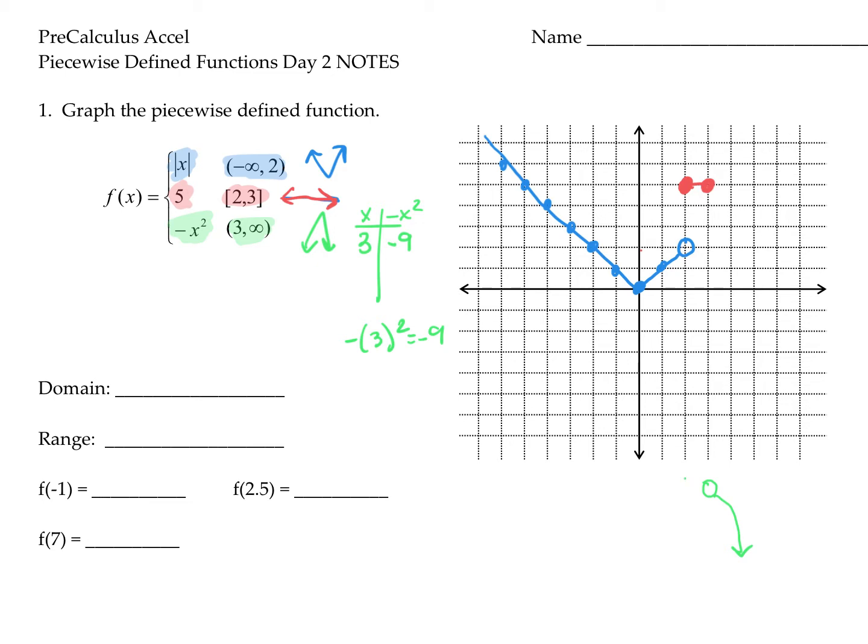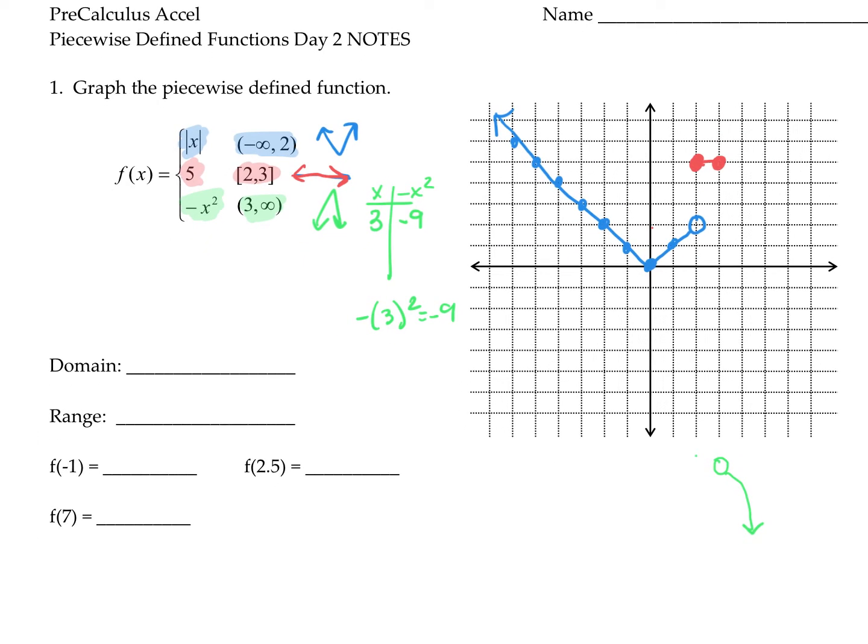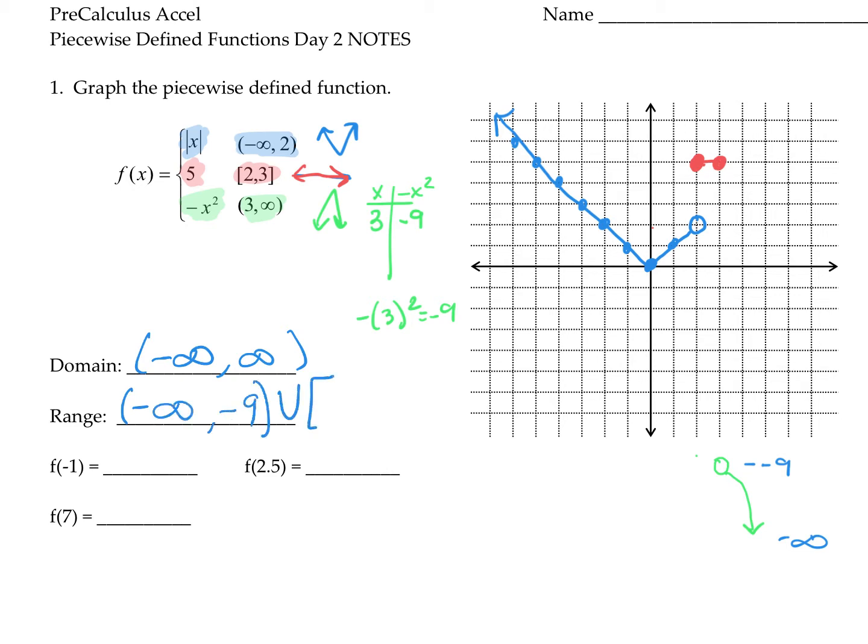All right, let's answer some questions. The domain. Well, it looks like the domain is continuous from negative infinity to infinity. And if you can see, my functions are going opposite directions. So my blue function has a max at infinity and a min at 0. Then there's a gap all the way down here till I get to negative 9. And so this is negative infinity to negative 9. So negative infinity to negative 9. And then we start up again at 0. And we're going to go to infinity.